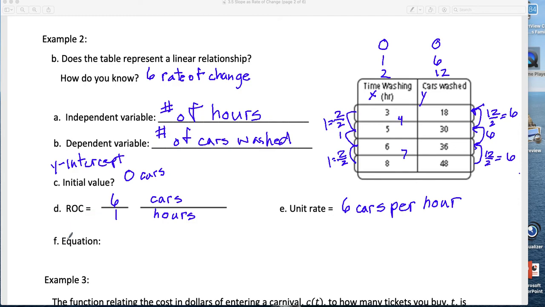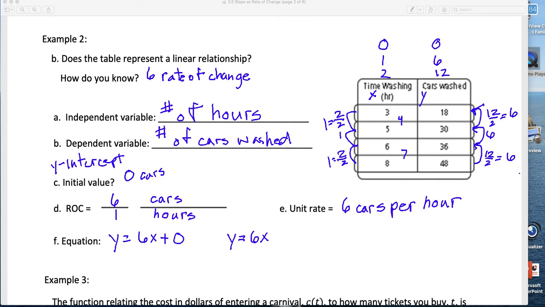My equation, I need a slope, which is my rate of change, and I need a b value, which is the y-intercept, which is also the initial value. So my equation is going to be y is equal to, and there's my slope of 6. We're using x's and y's, so I'm going to put x, and my initial value is 0, so I can put that plus 0 there, but I don't need it. So my equation is y is equal to 6x. Every time my hour increases, the number of cars goes up by 6.